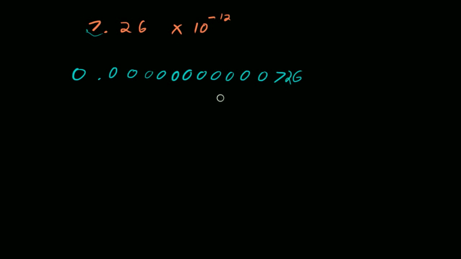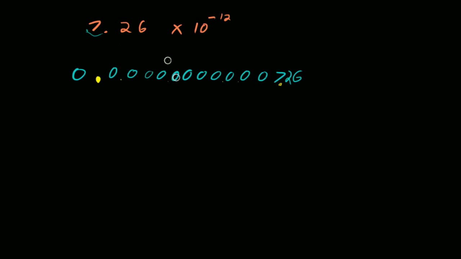7.26. Sorry about that. So if we were going to write this out, you can imagine our decimal point started right there, right? We had 7.26, and we had to move it to the left 12 spots. We moved it once, twice, three times, 4, 5, 6, 7, 8, 9, 10, 11, 12 times. So that's where our decimal point goes.